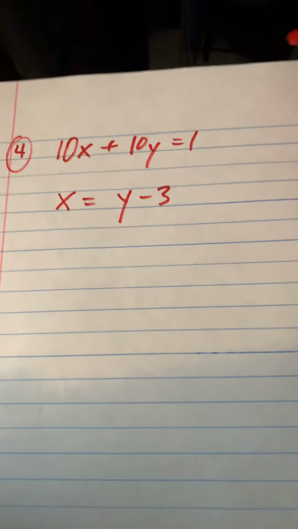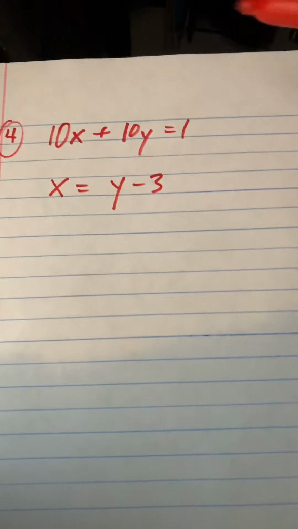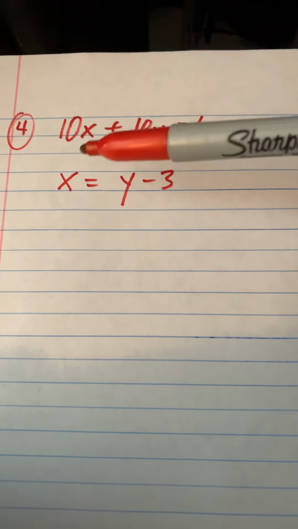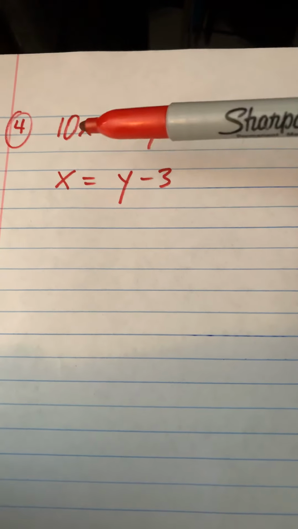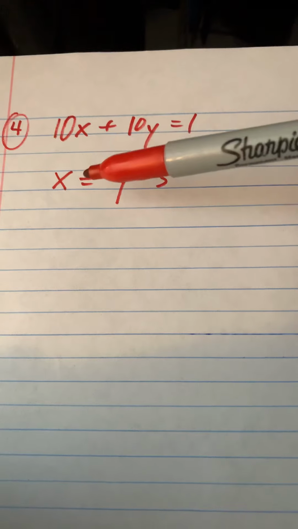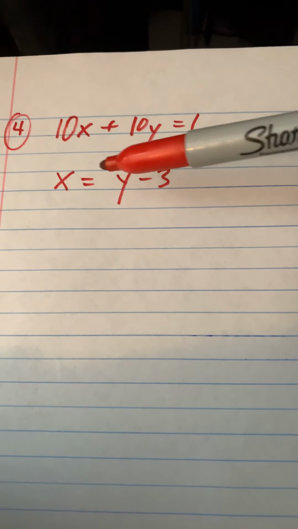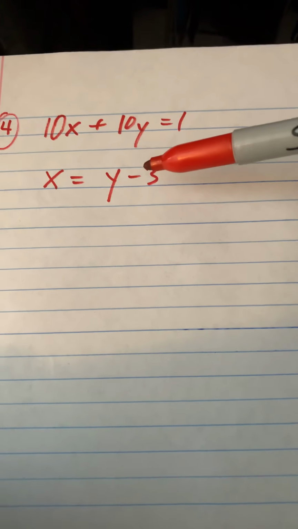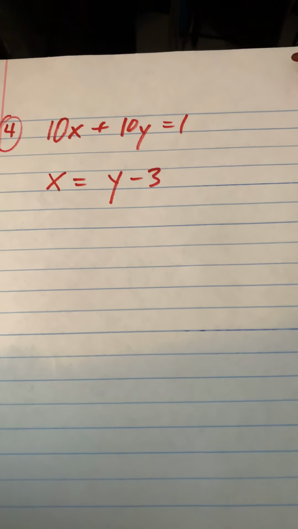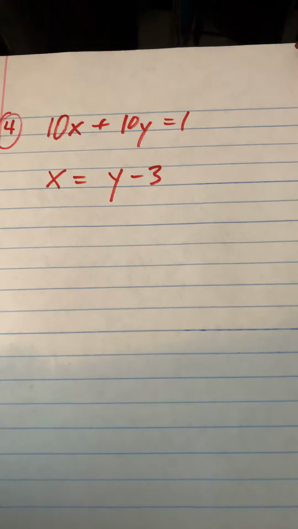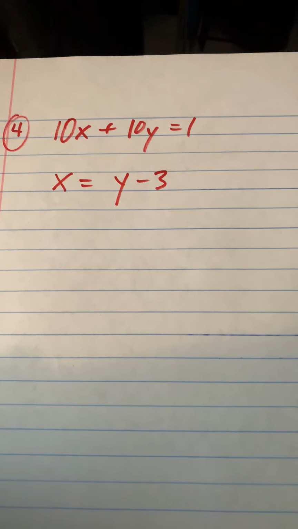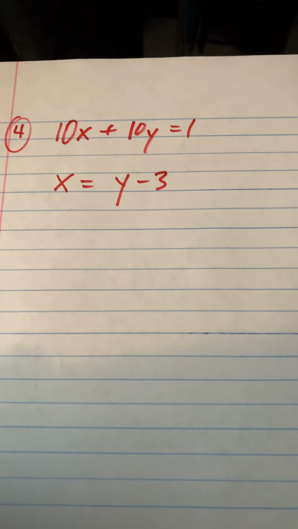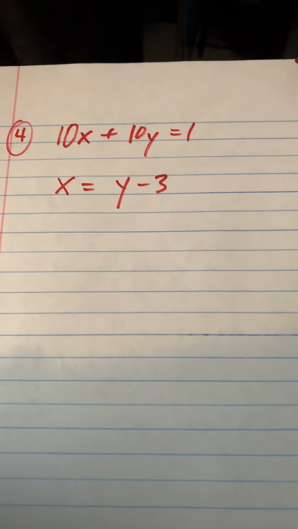All right, so we see again we have 2 equations, and in the second equation we actually have a value for x, right? x equals y minus 3. So what do you think we should do? I'm going to give you a second to think about that. Exactly, yes. It's exactly what I was thinking.